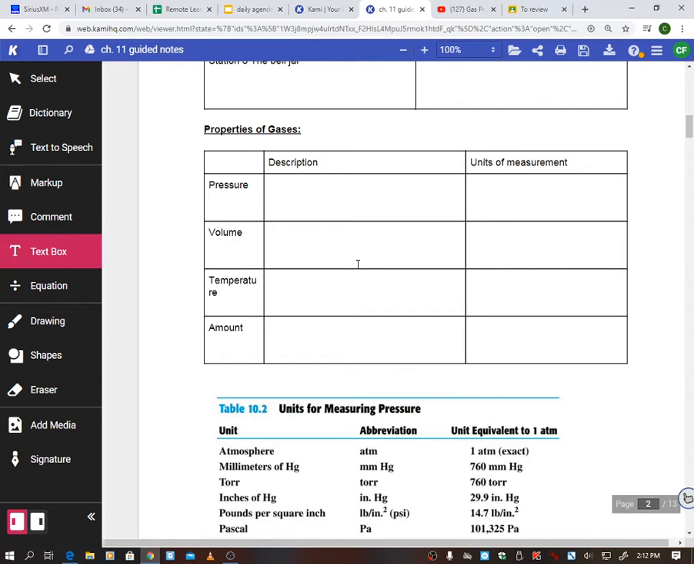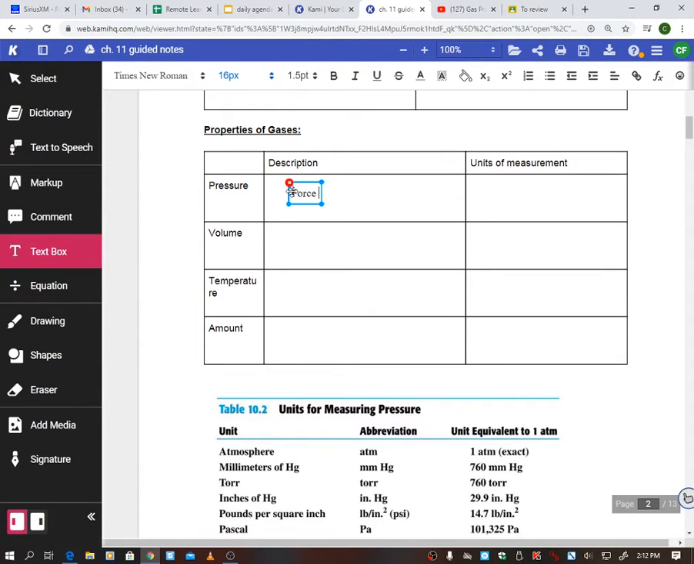All right, the properties of gases. So we have pressure, volume, temperature, and amount. And we'll look at each one of these when we go through each gas law. So pressure is just the force exerted on walls of a container. Now, it could be any type of container. It could be me blowing up a balloon. It could be a Coke bottle that I'm blowing into, whatever it is.